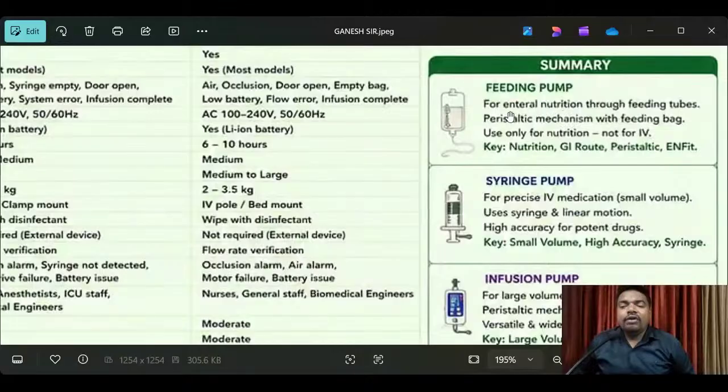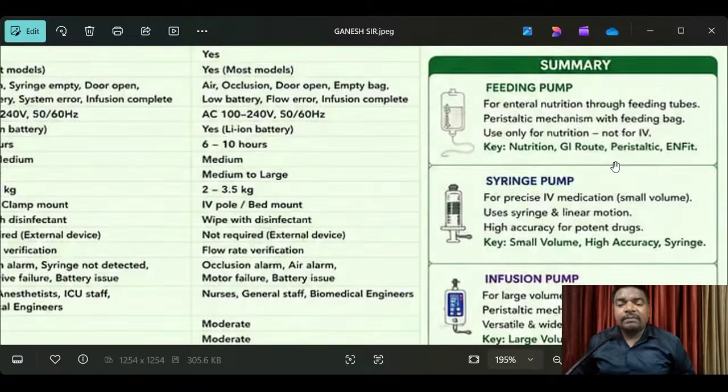Feeding pumps are for enteral nutrition through feeding tubes, with a peristaltic mechanism and a feeding bag. Use only for nutrition, not for IV. Keep nutrition on the GI route, peristaltic. Please keep in your mind, I am giving all these points for your understanding, because every point is important when you go deeply and want to survive a long time. Then you have to know more information about medical equipment.